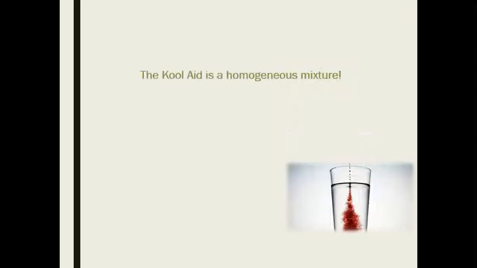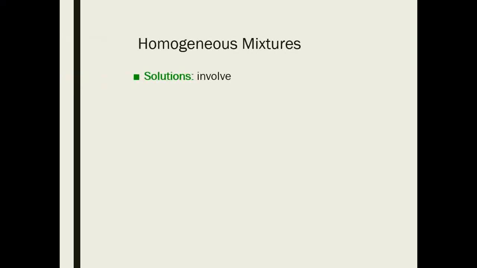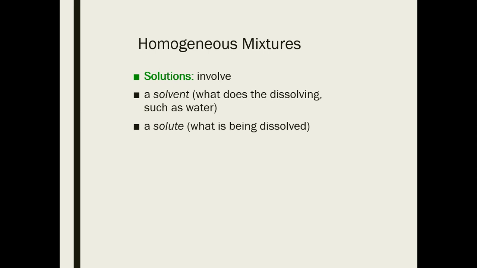So for example, Kool-Aid is a mixture. But wait, is the Kool-Aid also a solution? Well, that's right, because solutions are a type of homogeneous mixture. How solutions are different than every other homogeneous mixture is you're always going to have two distinct parts. You're going to have the solvent, that's the thing that's doing the dissolving. Solutions, one thing dissolves in another. And you're going to have the solute, which is the thing that's being dissolved.